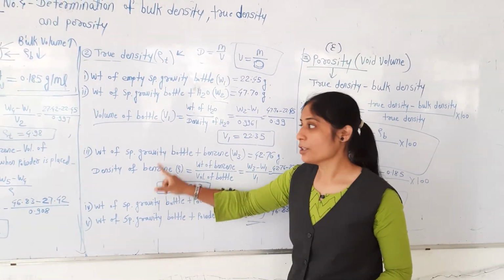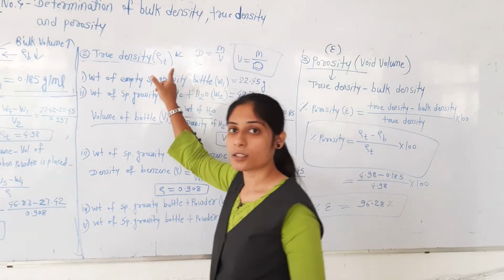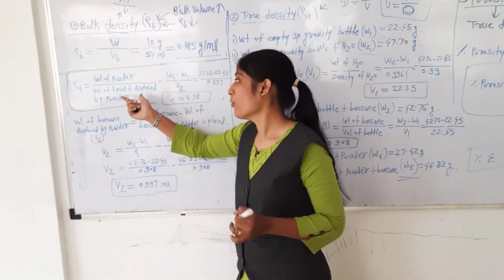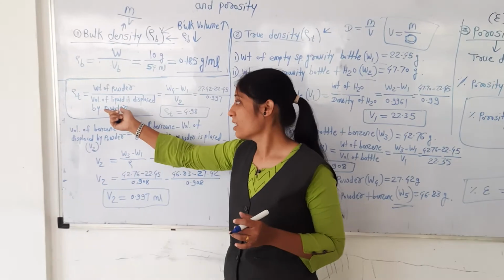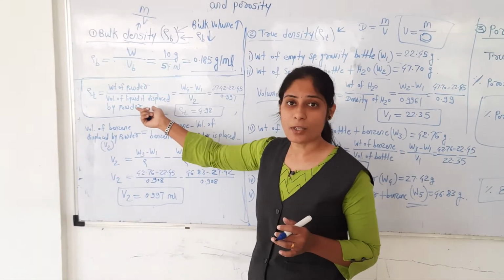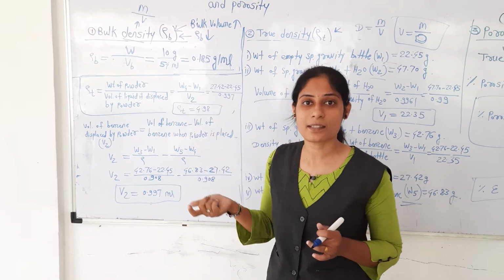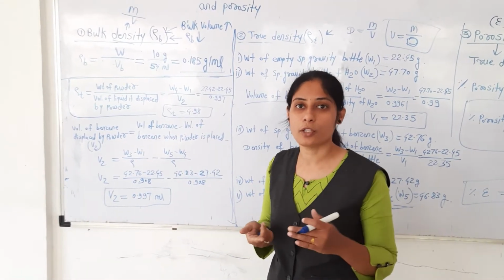After that we can calculate using W1, W2, W3, W4 and W5 and volume of bottle and density of benzene. By using all these values we can determine the true density. So see here the formula of true density is weight of powder divided by volume of liquid displaced by powder. What is the meaning of this? See here, in the powder sample in the specific gravity bottle we add the liquid. Why do we add the liquid, that is the benzene? Because to avoid the void volume or pore volume.